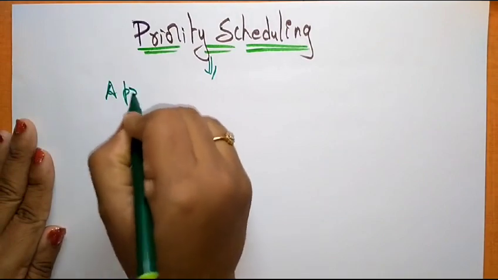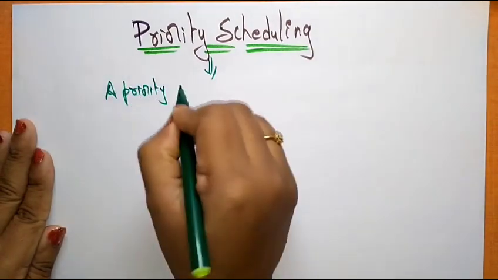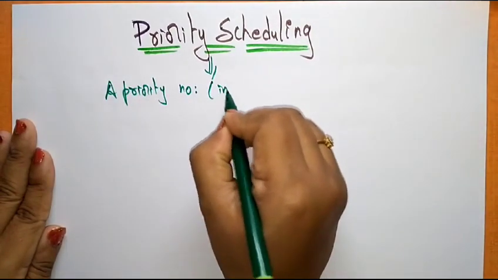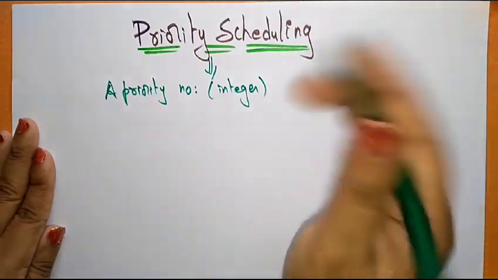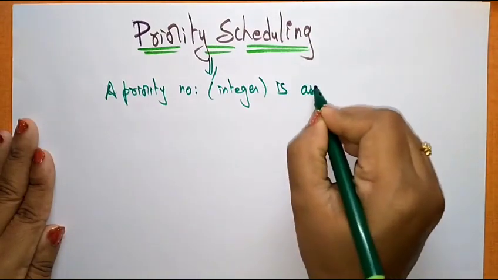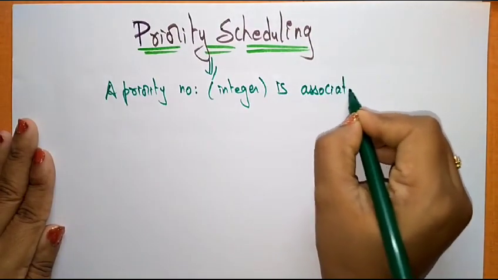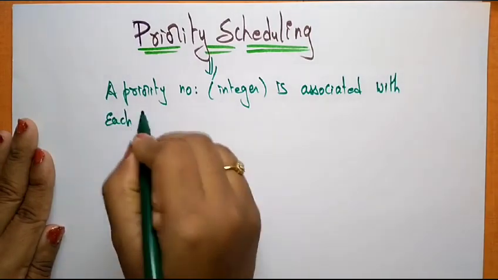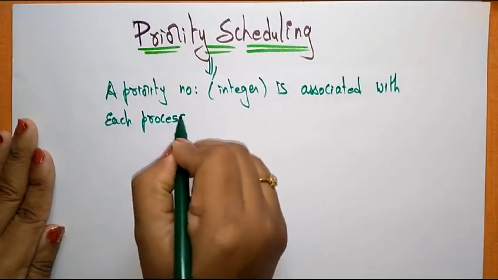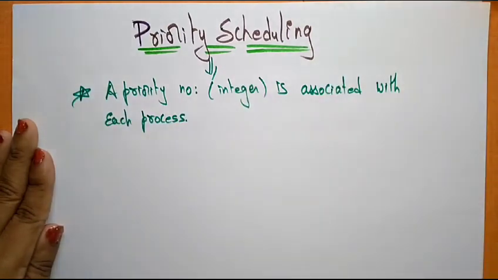A priority number, that you call it as an integer. Priority number is always represented in the form of an integer. An integer is associated with each process. So you have to assign a priority to each process. If you are using the priority scheduling algorithm, it means first you have to assign the priority to each process.